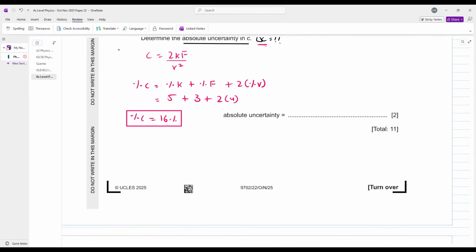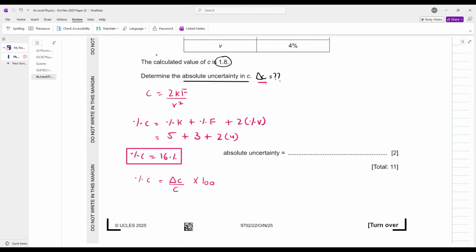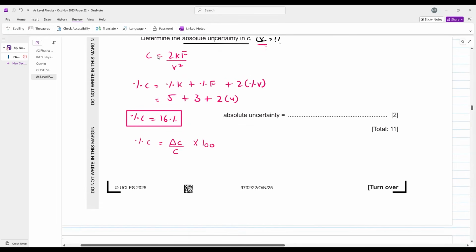Now, all of you might know that the percentage uncertainty in C can be written like this: absolute uncertainty in C divided by the actual value of C multiplied by 100. क्या आपके पास C की actual value है? Yes, 1.8. Do you have the percentage uncertainty? Yes, 16. Absolute uncertainty नहीं है. C की actual value is 1.8 multiplied by 100.